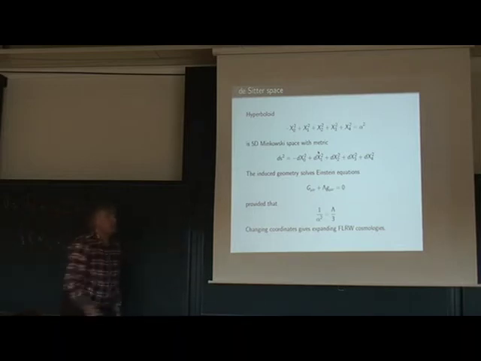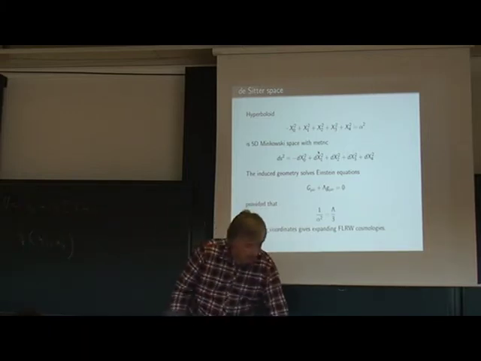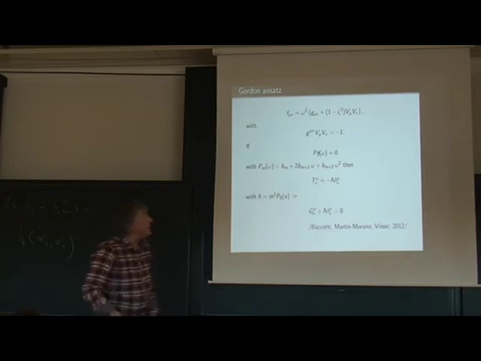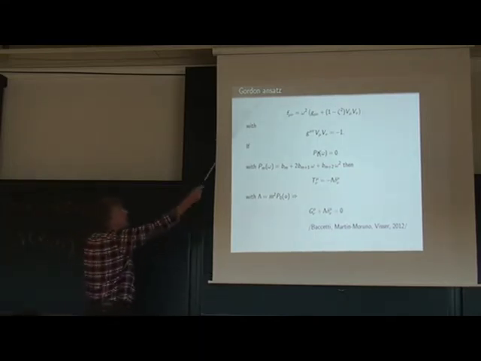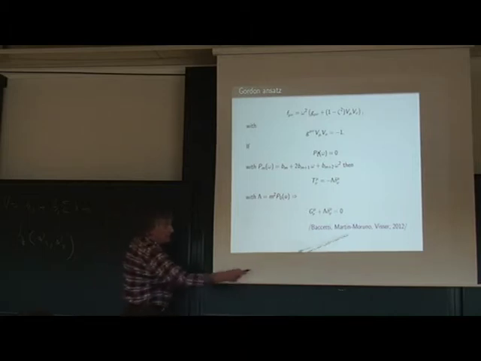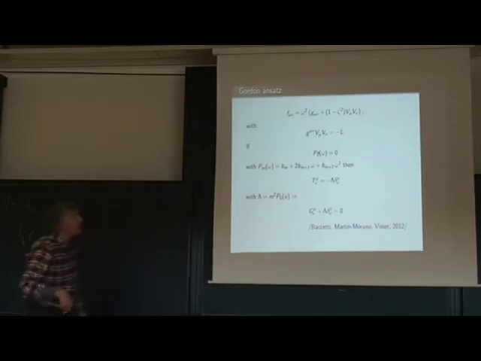Now, how can we use this information in order to obtain something in massive gravity? In massive gravity, there is a very interesting thing called the golden ansatz. This was proposed by Patricia and colleagues in this paper. And the thing is this.